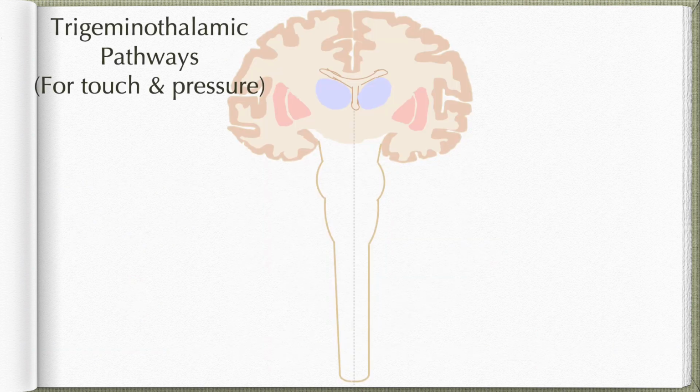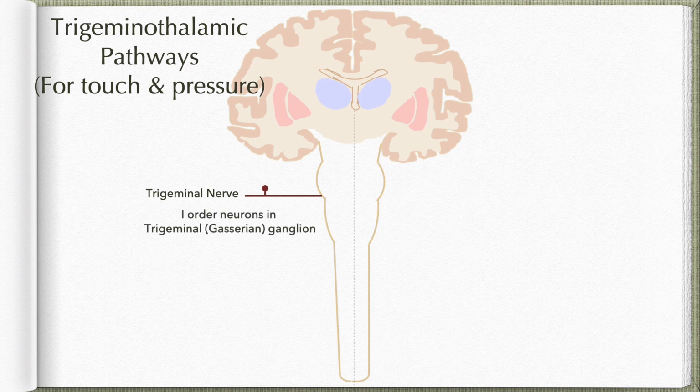Now coming to the trigeminothalamic pathways for the touch and pressure modalities. The fibers carrying the touch and pressure sensation from the head region travel in the trigeminal nerve. They have their first order neurons located in the trigeminal ganglion or the Gasserian ganglion. After they reach the pons, these fibers ascend within the pons to relay in the principal sensory nucleus of the trigeminal nerve. So the neurons in the principal sensory nucleus will form the second order neurons.